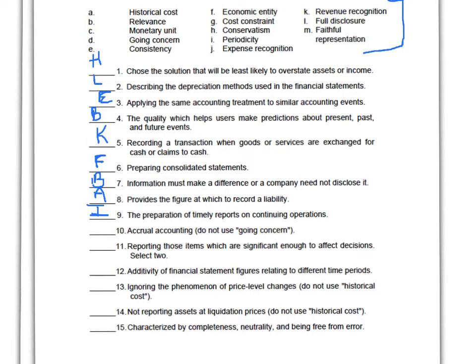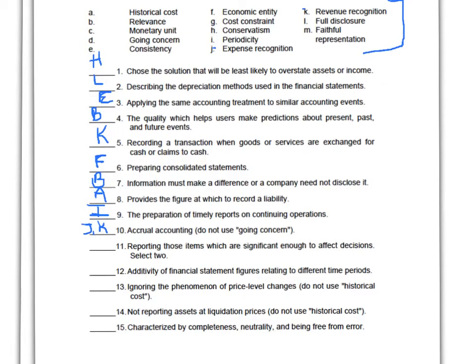Number 10, the accrual accounting. We're not talking about going concern here. Accrual accounting says that we're going to recognize revenues when they're earned, that's K, and expenses when they're used up. So here I would accept either J or K. And so here we're going to have J and K there.